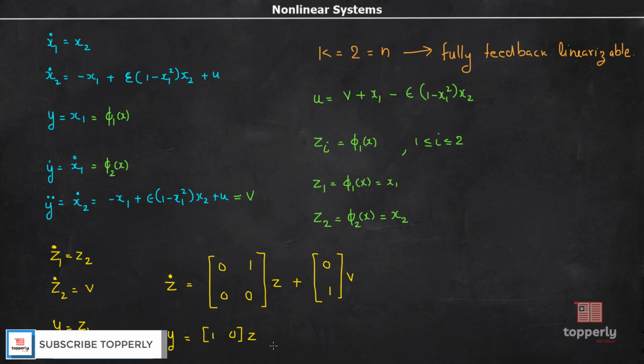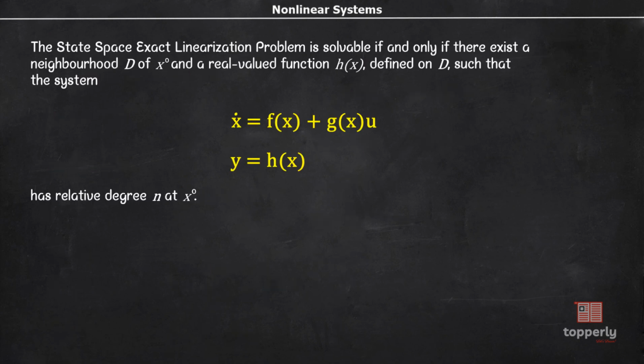Note that the basic feature of the system that made it possible to change it into a linear and controllable one was the existence of an output function h of x, for which the system had a relative degree equal to n at x0. The existence of such a function is not only sufficient but a necessary condition for the existence of a state feedback and a change of coordinates, transforming the given system into a linear and controllable one.